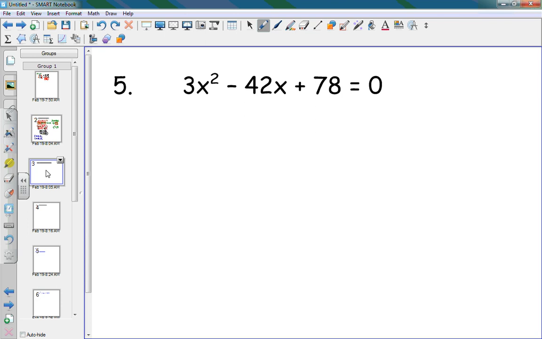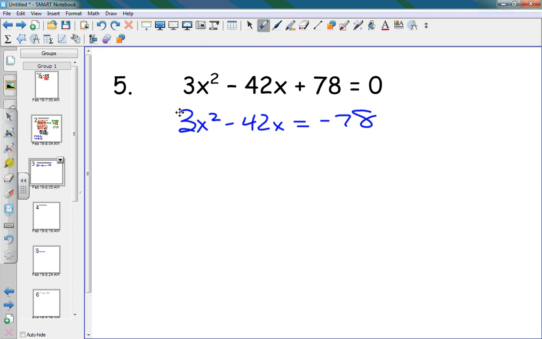What do I have to do? I have to not divide by 3. Factor out 3. I need to factor out. We're going to talk about the difference here. So I'm going to have 3x squared minus 42x is equal to negative 78. That's the very first thing I have to do, correct? Because I got to take that constant over to the other side.